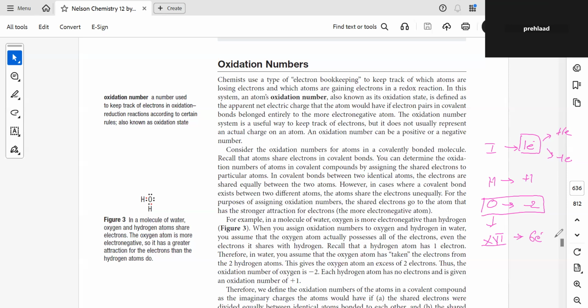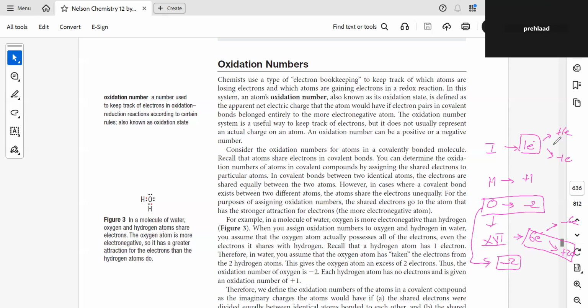Whereas in the case of oxygen, it has to lose 6 electrons or it has to gain 2 electrons. Correct? So either it can lose 6 electrons or it can gain 2 electrons. What according to you is easier? Gaining two, correct? So this is more probable. So the oxidation number of oxygen is -2.